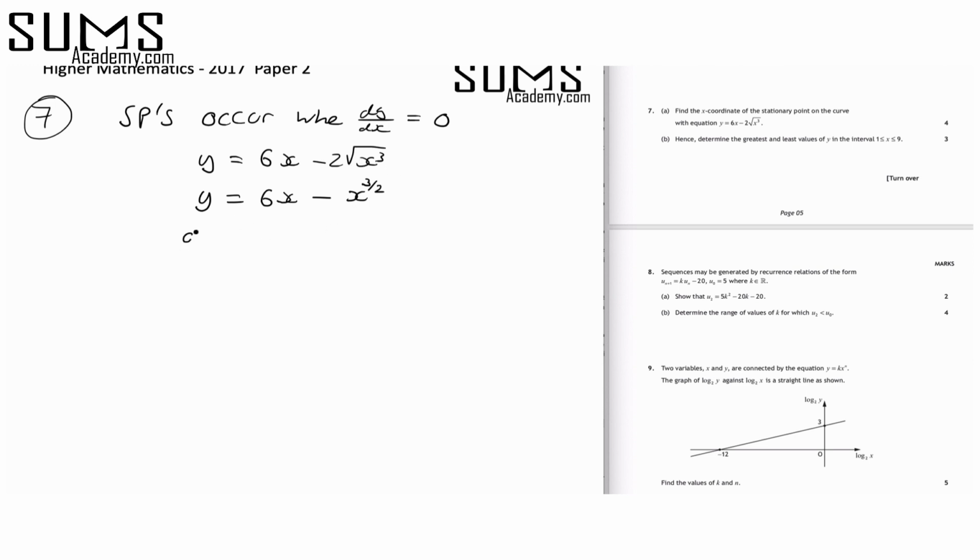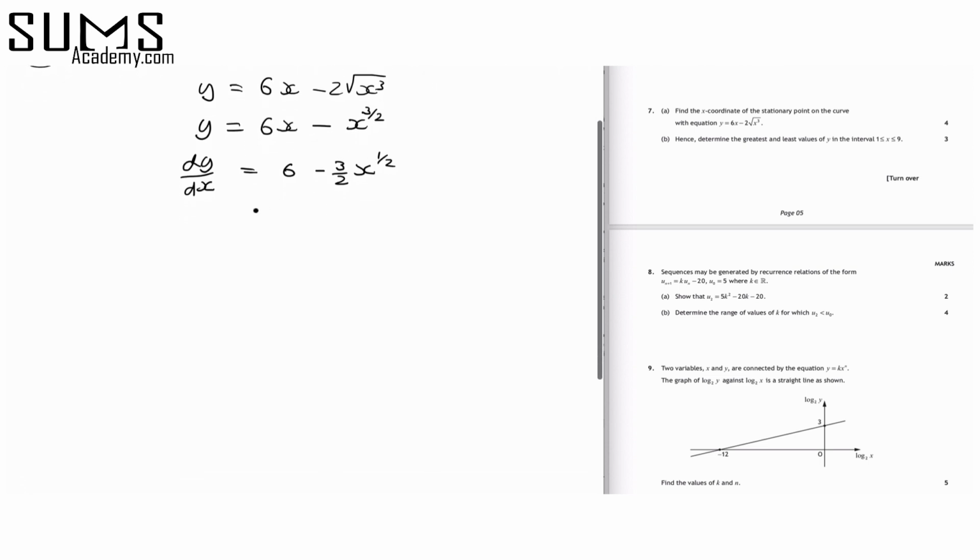So now you can differentiate. dy by dx equals, so this just becomes 6, this becomes minus times the power 3 over 2, x to the power minus 1 from the power, that just becomes 1 over 2. Of course this is times by 2 as well. Okay, so then the 2's cancel, which is quite nice. So this becomes 6 minus 3 root x.